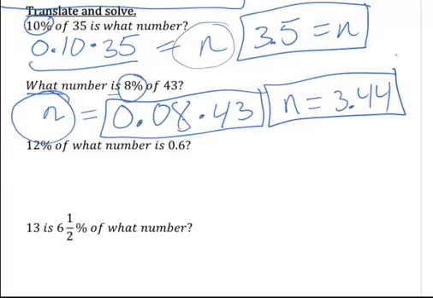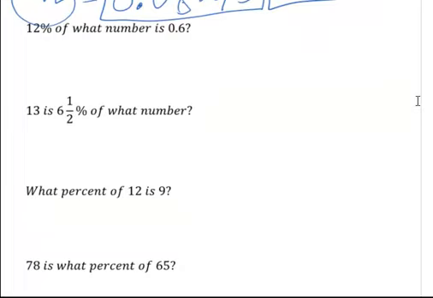All right, good deal. So now let's take a look at the next problem here. It says 12% of what number is 0.6? So 12% as a decimal is going to be 0.12. Of means to multiply. My letter n, is means equals 0.6.